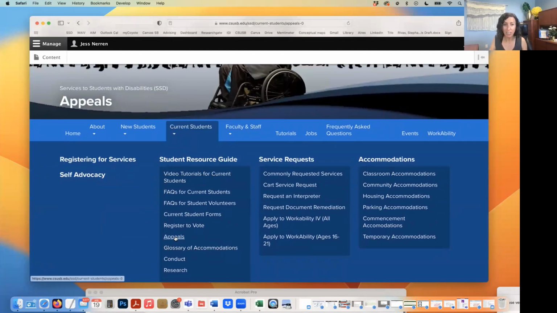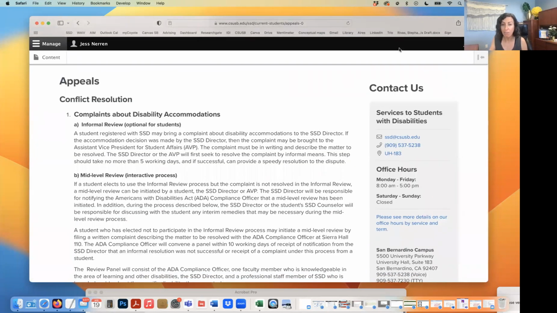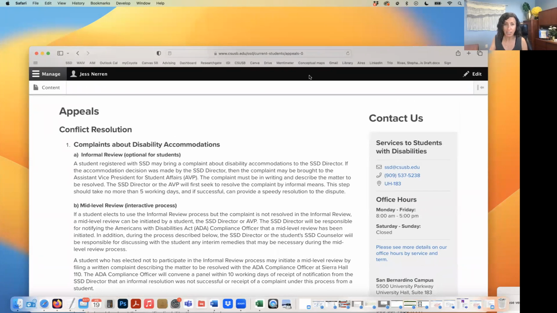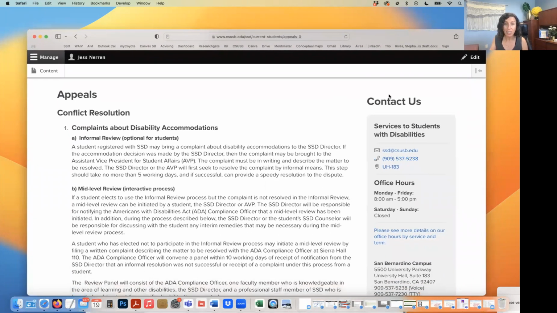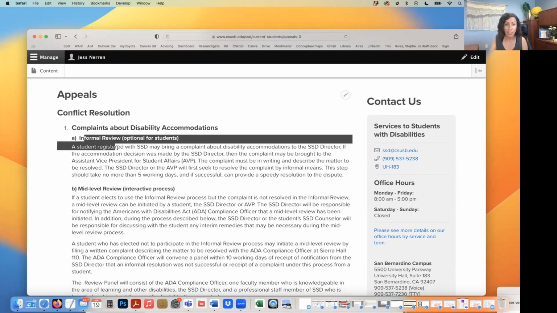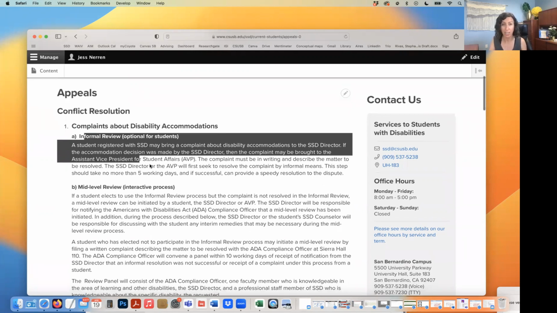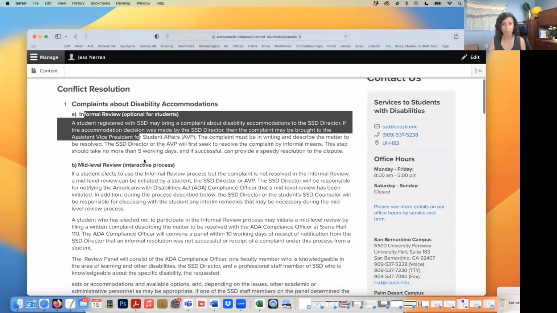Okay, so under current students appeals, this is a very helpful place to look at. Every single person has the right to due process. So this is really talking about the due process processes related to our office. If you have questions about your accommodations, you have the right to an informal review with the director and then with the AVP. So that's the informal process. And we encourage anytime you have a question to get involved with our office and to escalate your concern with us, because we want to hear from you. We want to help you and we want to help alleviate your concern.